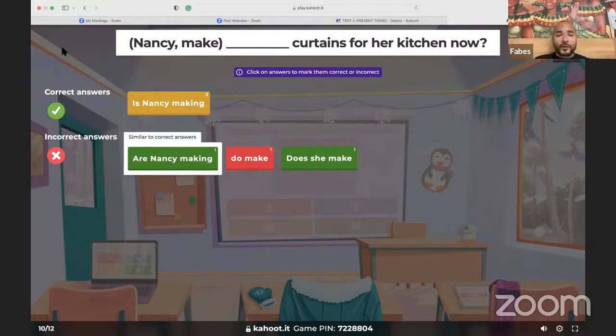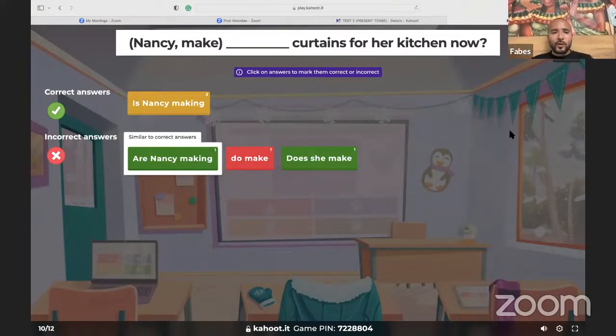I like both answers. Me gustan ambas respuestas. Les voy a explicar por qué. Si yo digo, is Nancy making curtains for her kitchen now? Es porque oigo, por ejemplo, por allá. Entonces yo hago esta pregunta, ¿cierto? Tiene lógica. Pero escuchen el tono de mi voz. Oh, is Nancy making curtains for her kitchen now? Because I can hear something. Ah, yes, she is. Okay?